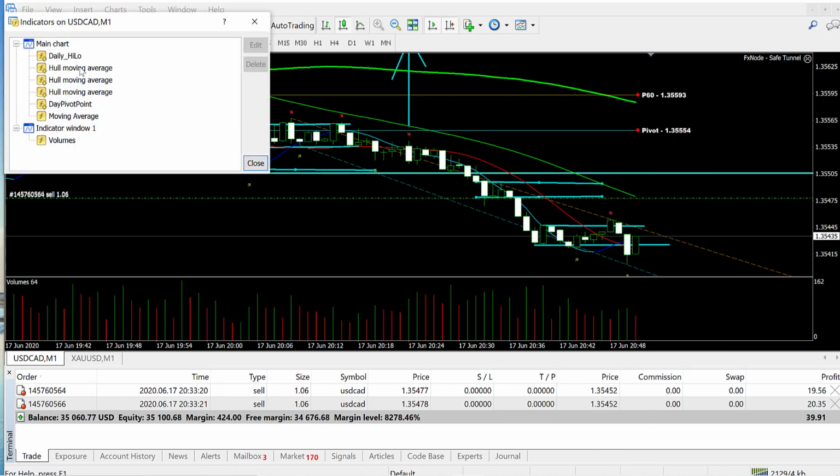So I have the daily high, daily low. I have 3 moving averages: the 200, the 50, the 20. And I have the daily pivot points. And I have another regular moving average that's a 200. The volume indicator, you can use any volume indicator.